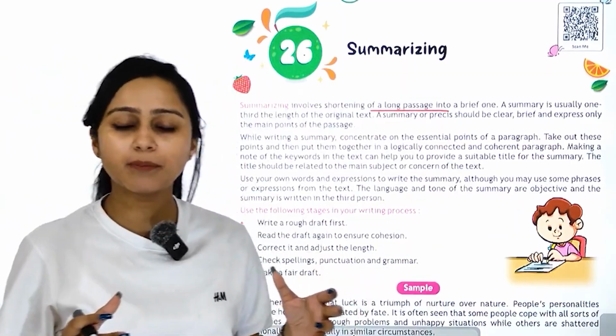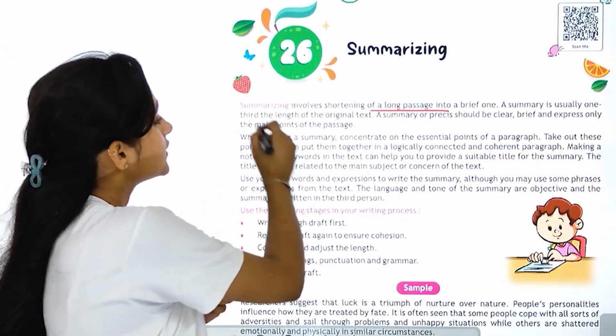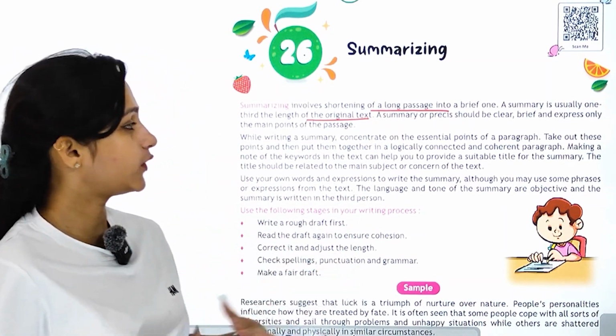मतलब कि आपको जो long passage है उसे short में करना है into a brief one. So a summary is usually 1/3 length of original text. ये क्या होता है? 1/3 length होती है original text की, मतलब छोटा part होता है.